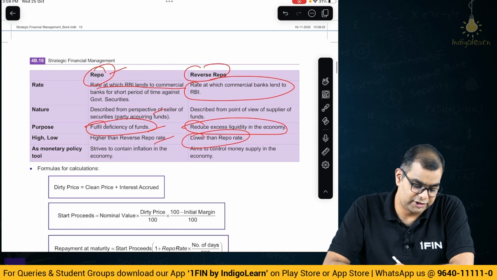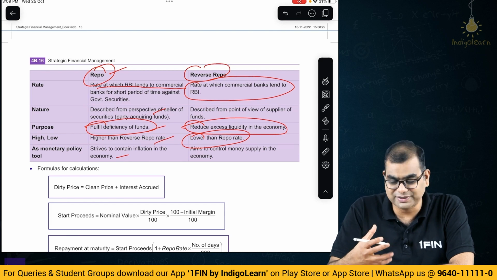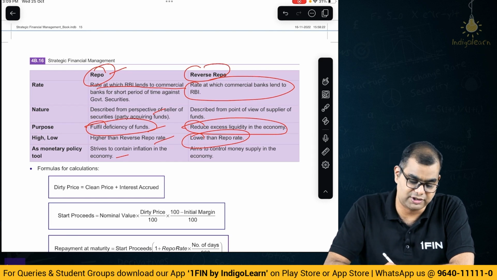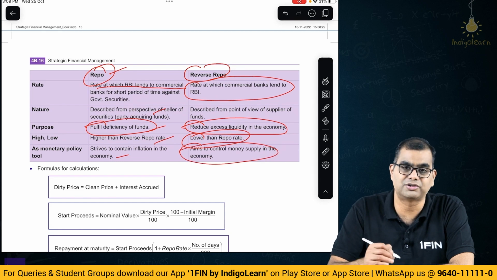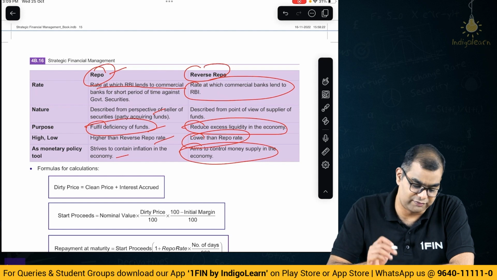Then as monetary policy tools, they strive to contain inflation in the economy. So you keep sucking out liquidity, so you control inflation. It aims to control money supply in the economy. So if there is limited money supply, you push more money by doing repo.